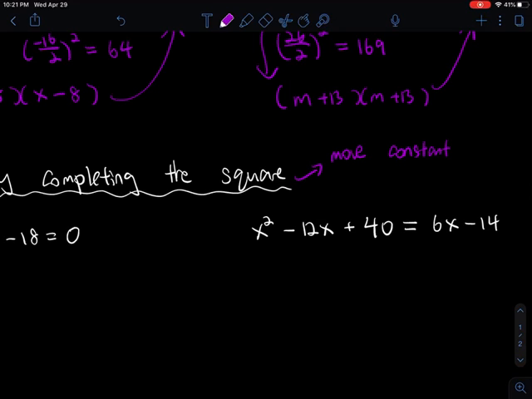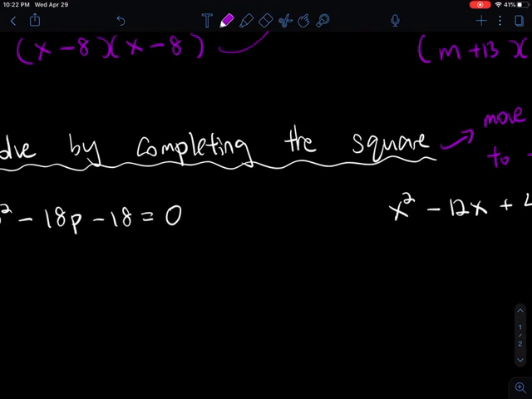constant. Constant is just a fancier mathematical term for the number, so just a number without a variable. Move the constant to the other side. Okay, so here's what I mean.